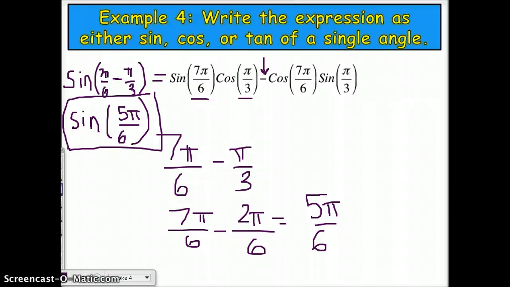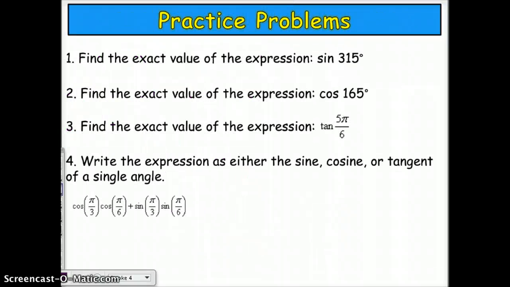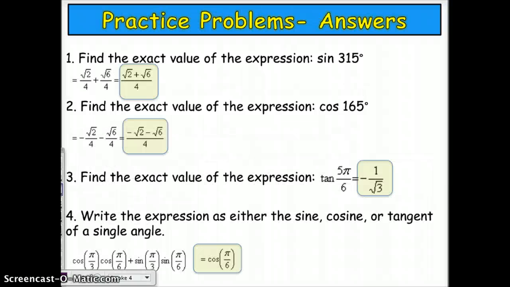But if you feel like you need some more practice, here are some practice problems, one of each type. What you'll want to do is pause and try them and then not press play until you're ready, because right now I'm about to bring up the answers. So if you don't want to see them, then pause this video because here they are. So when you're ready, here are the answers.